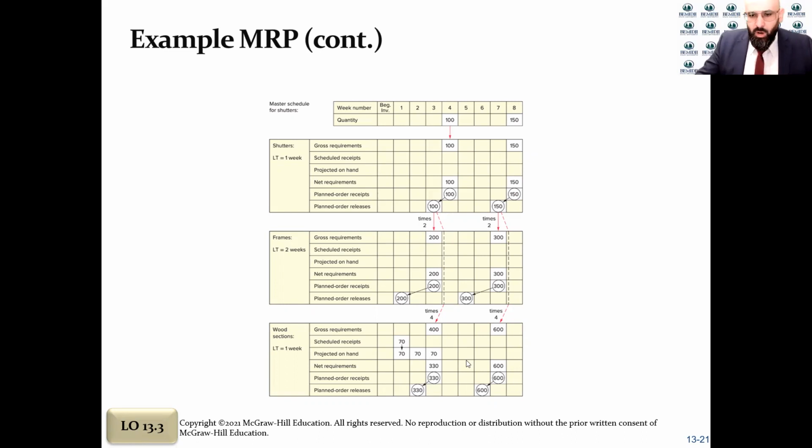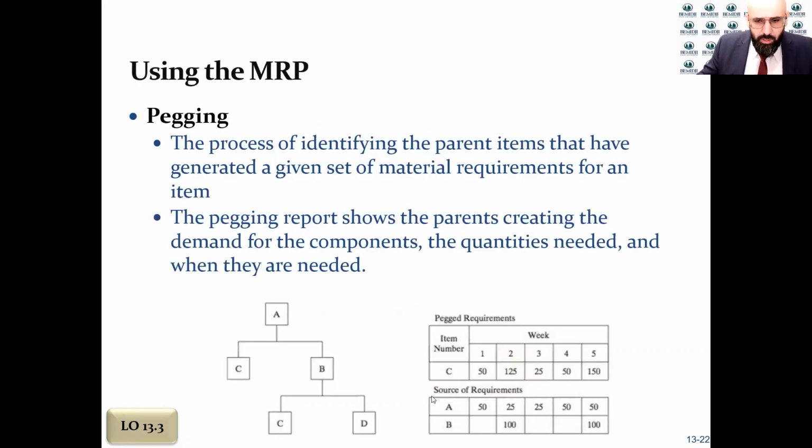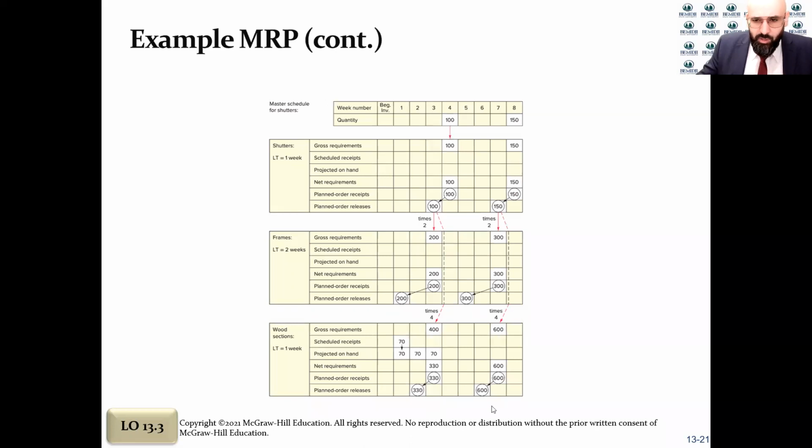Same thing for the 150 needed on week 8, which is 600 sections. We need that on week 7. Therefore, we don't have anything left in the inventory. We have to issue a planned order release of 600 to be received on week 7, and that would be the MRP. So you start with a parent, and then you go down, and you plan for the children based on the tree that you have.